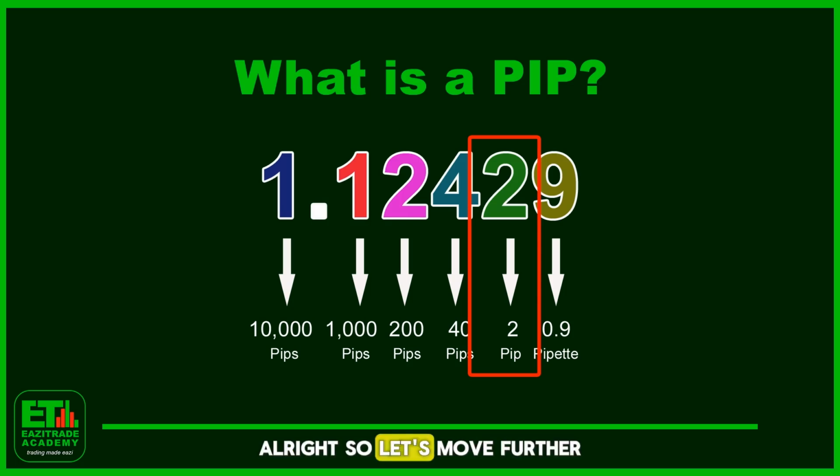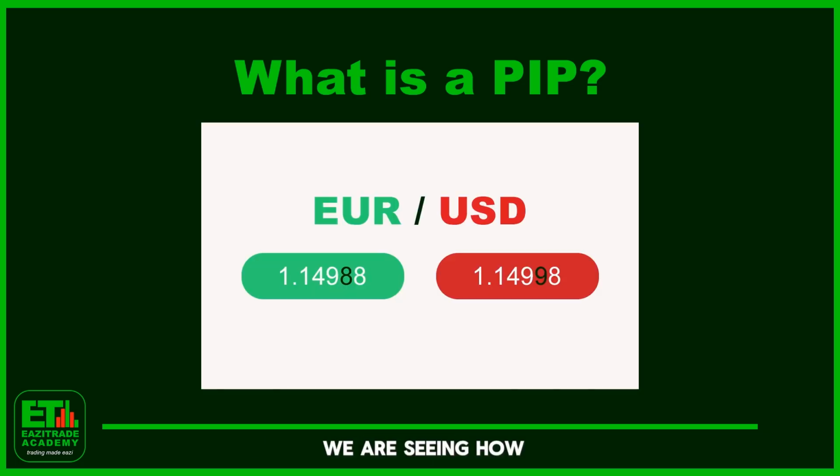All right, so let's move further. On the next slide, we are seeing what a major pair looks like. As you can see, this is an image of Euro USD. The one in the green background is the base currency, while the other one is the quote currency, which will be further explained in our subsequent videos. All right, so as we can see, there was a change from 1498, and the next on the quote currency it was changed to 1499, which is simply a pip movement.